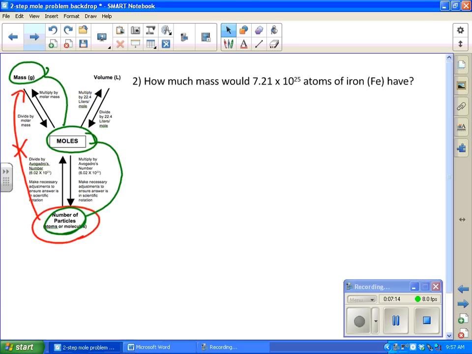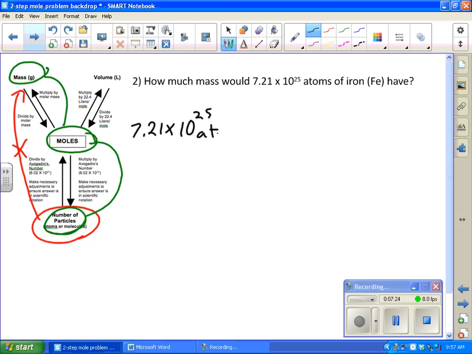All right, so in this problem, we are starting out with 7.21 times 10 to the 25th atoms of iron, Fe. And we need our final answer in grams because that would be the unit of mass. We don't know how many grams yet. In order to convert from particles to moles, we need to use Avogadro's constant. So we will multiply this.